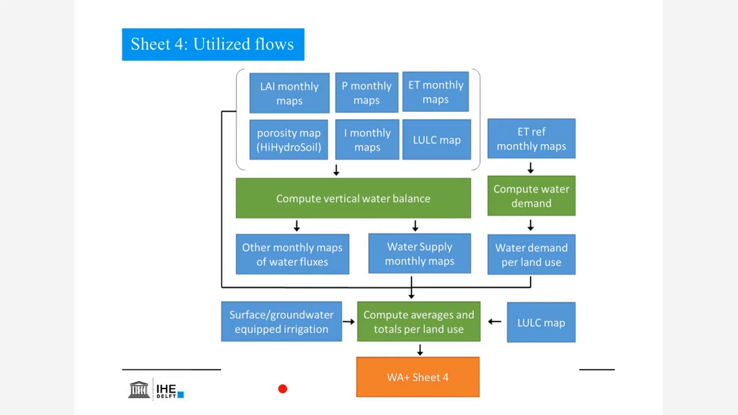Sheet 4 is calculated using these inputs. You have leaf area index map, porosity, precipitation, ET, interception, and land use. And the water balance model is used to calculate supplies. Then we have reference ET to calculate the demand, the theoretical demand, and with some information about surface water, groundwater, and equipped irrigation, you can estimate the supply from surface water and from groundwater, and then compute statistics per land use, and you get sheet 4.